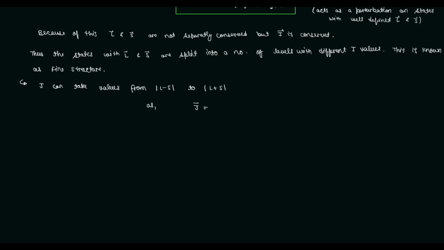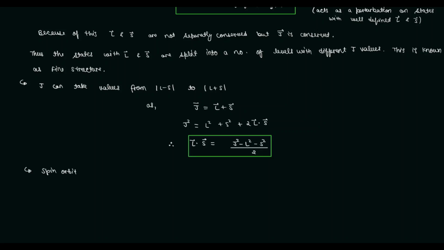Now, as J is equal to L plus S, therefore J square must be equal to L square plus S square plus 2 L dot S. So therefore, L dot S must be equal to J square minus L square minus S square divided by 2. Now, since the spin-orbit interaction energy is proportional to the expectation value of L dot S, the expectation value of lambda times L dot S will be equal to lambda by 2 into J into J plus 1 minus L into L plus 1 minus S into S plus 1.